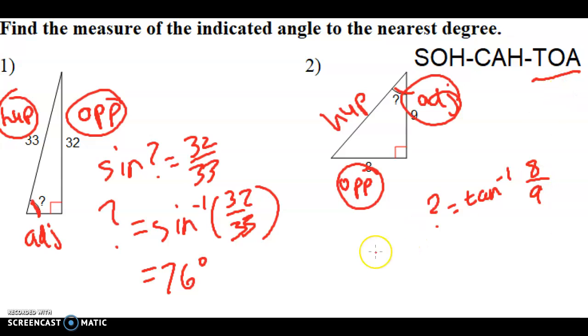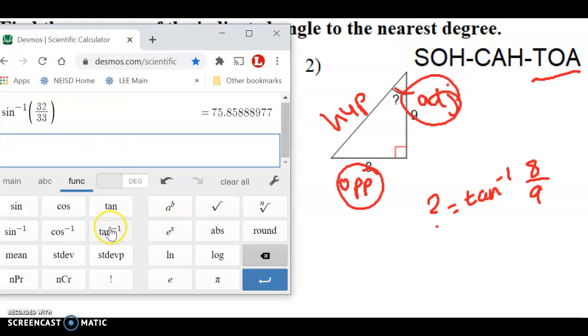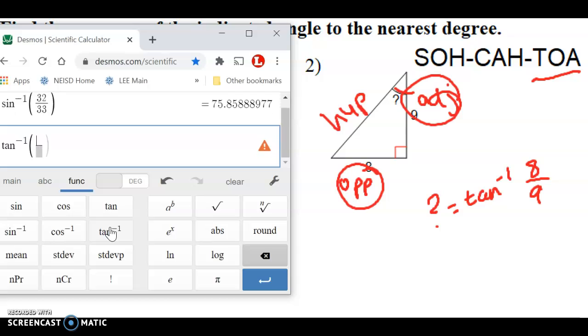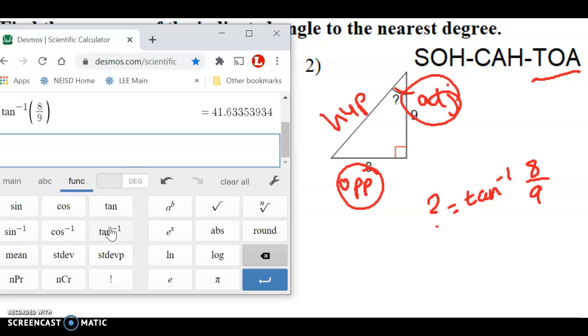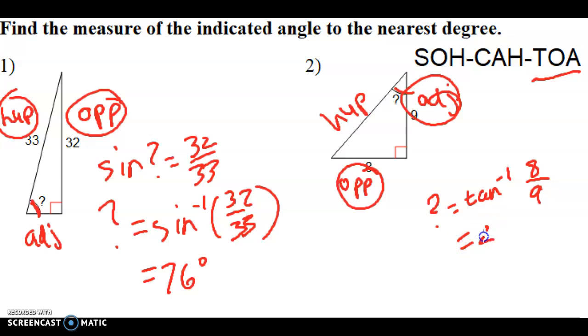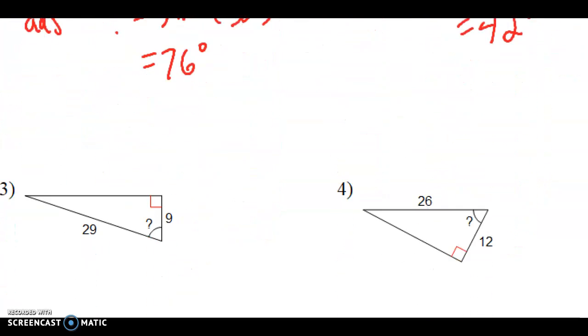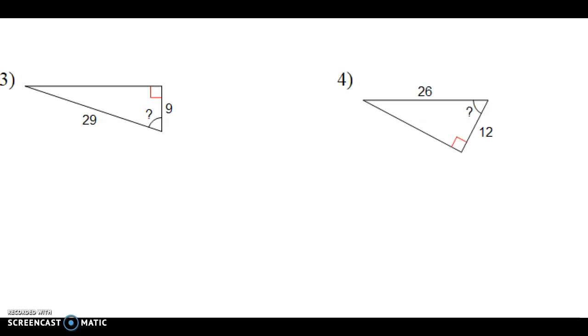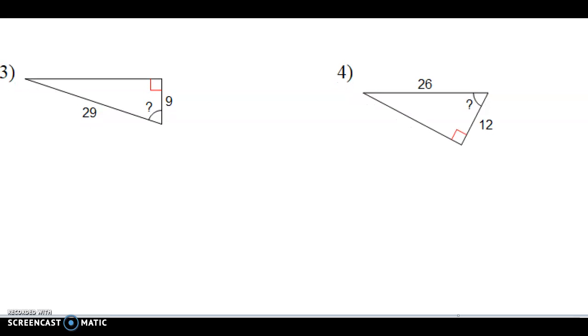I wrote over the 8 and the 9 a little bit. Sorry about that. But that's how I'd want to approach it. So, inverse tangent of 8 divided by 9 is 41.6 degrees. So I'd want to round that to 42. Typically with sine and cosine, when I'm trying to find angles, nearest degree is usually good enough. That's kind of the typical way that we would solve it. Let's try another couple of them.